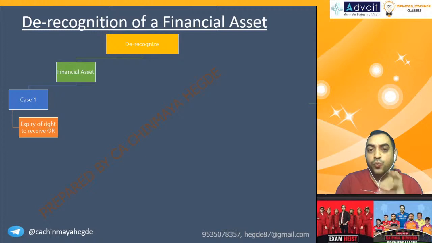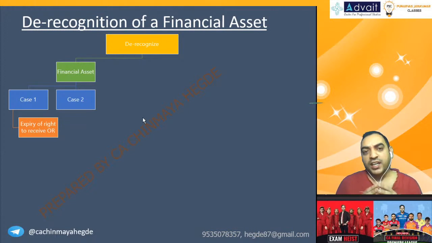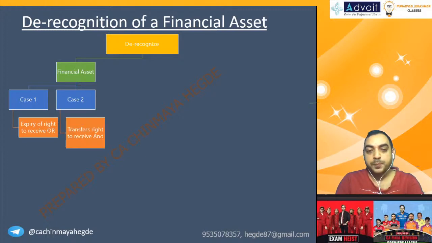For a financial asset, one case is when there is expiry of the right to receive. When can that happen? You have a sundry debtor and you receive the money, so you no longer have the right to receive. Or he gives you a bill receivable, or you give him a discount, or you write it off saying he will not be able to pay the money. So when the right to receive expires, it will be taken out from the books.